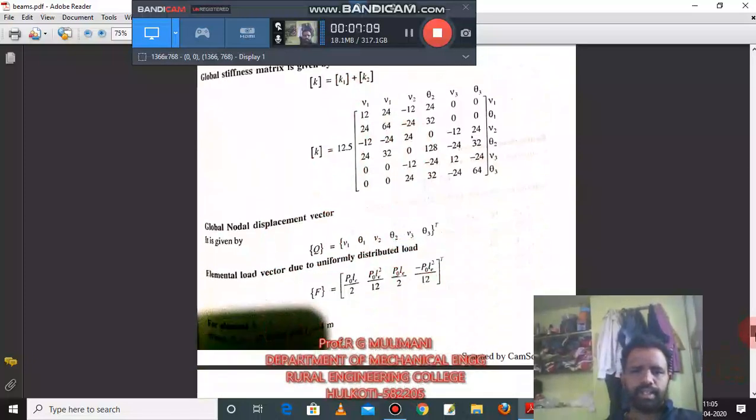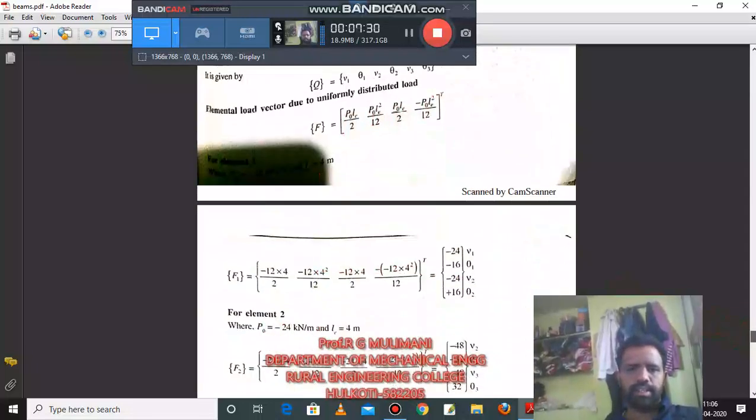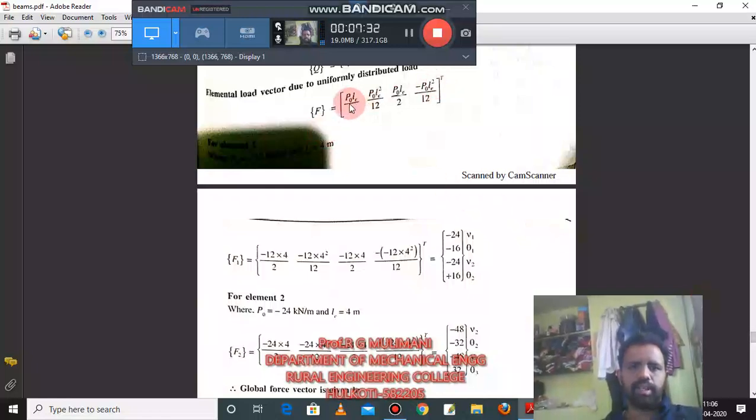Then you find the force vector. Okay, for both elements you use the same equation because both are UDL. For the first element, this P0 is 12, so substituting P0 as 12 and the length of the element as 4 meters, you will get F1 M1 F2 M2. Similarly, you find one more force vector for element 2. There you substitute this P0 as 24 and the length of the element as 4. Okay, substituting all these values, you will get force vector 1 and force vector 2.